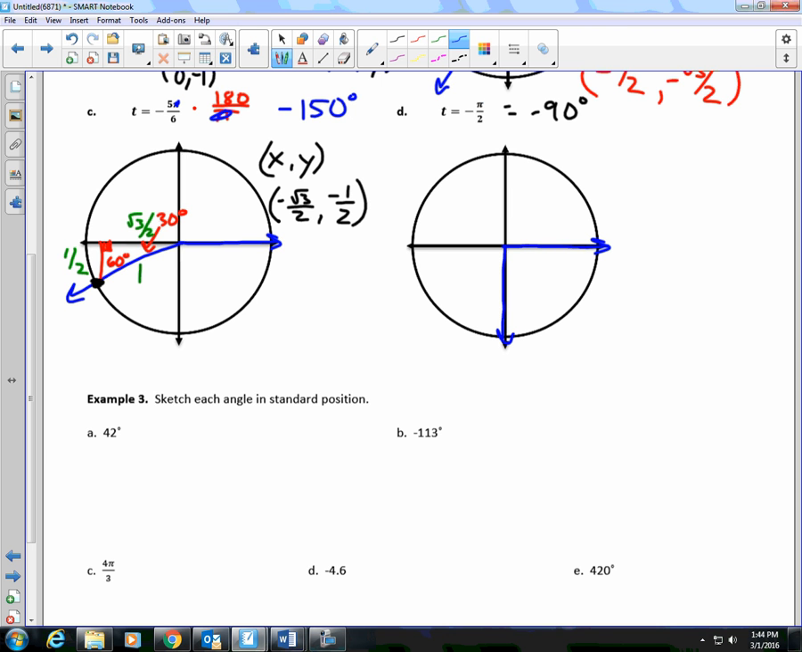Now, inevitably, all people, when they get to the spot, they want to make a triangle. Don't make a triangle. Don't. You're like, well, why not? Our goal is to determine the point, correct?